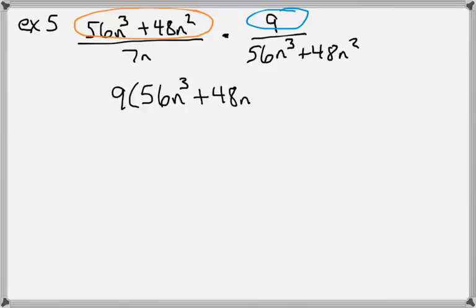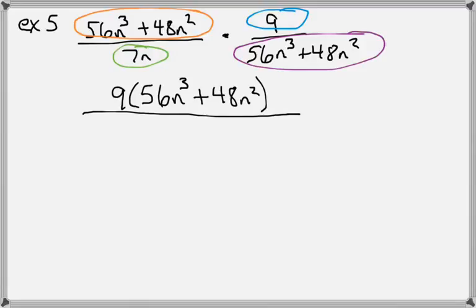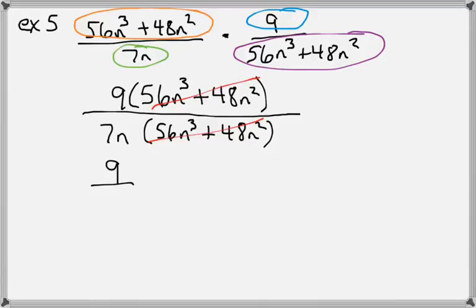So we have that in the numerator. Now we're going to take our denominator times our denominator. So we have a 7n times a 56n cubed plus a 48n squared. So now that we have that, we can look to cancel. We have a 56n cubed plus 48n squared on the top and bottom. They're going to divide to equal 1, so we can cancel them out, leaving me with my simplified answer of 9 over 7n. Now all that's left to do is find the excluded values.